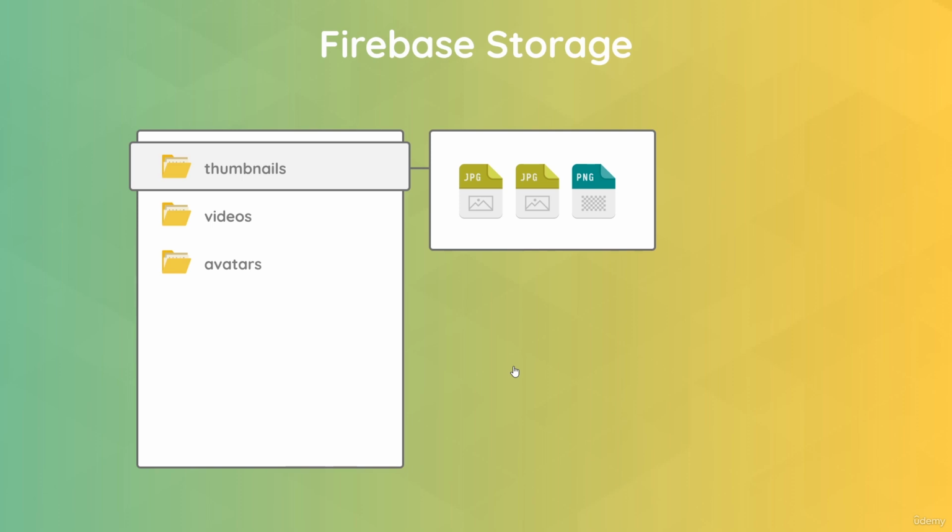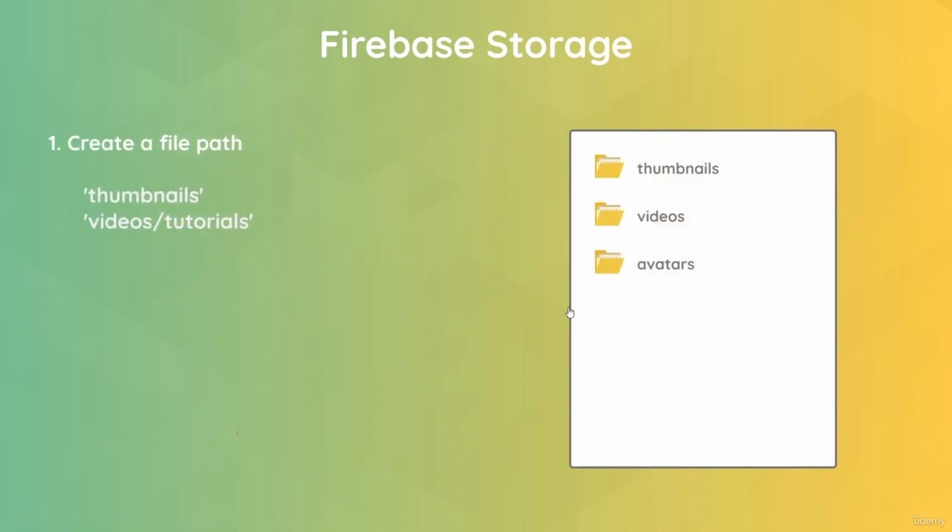Now, inside this giant container, we could create different folders for uploading different types of data. So we could create a thumbnails folder where we would upload thumbnail images. We could create a videos folder for uploading videos to. And we could also have subfolders. So for example, inside the videos folder, we could create a subfolder called tutorials and then upload tutorial videos to that folder.